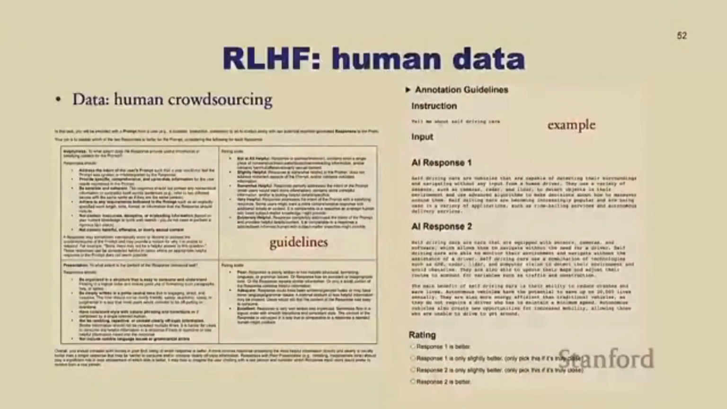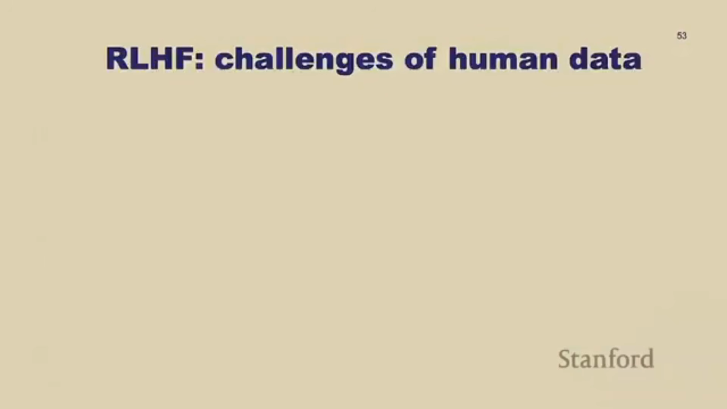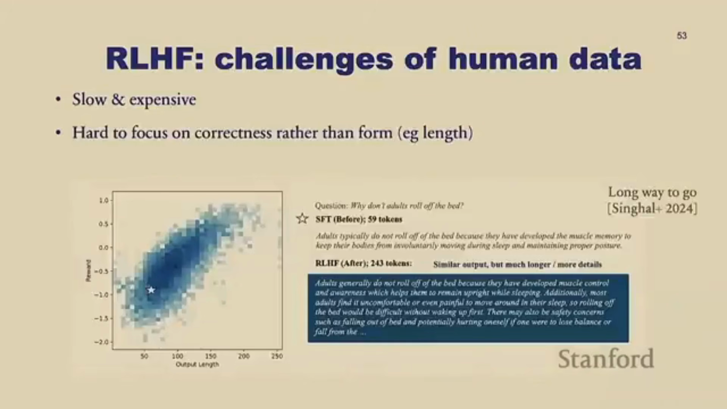As a result, the problem with humans is that you will start optimizing a lot of high-level features. For example, the second one is longer. I can guarantee you that most humans will choose the second one, even though maybe the first one is better. I don't know, I haven't read it carefully. So, challenges with humans: first, slow and expensive. Second, as I just mentioned, it's hard to focus on things that matter, like correctness. People usually look at things that don't matter as much, like the form, like length.